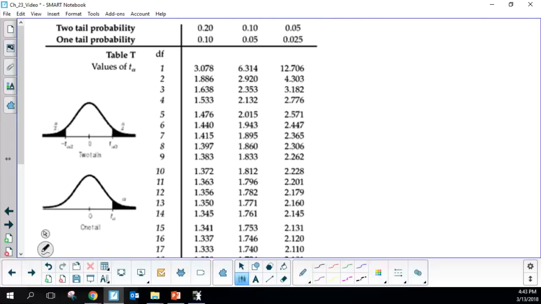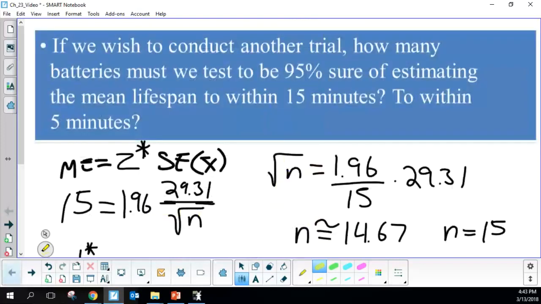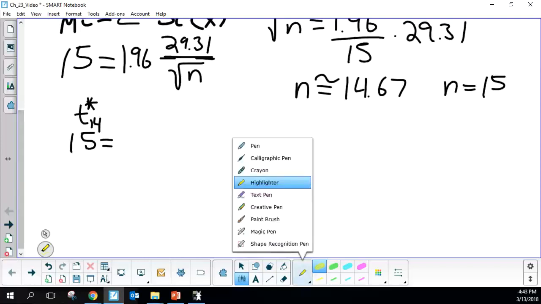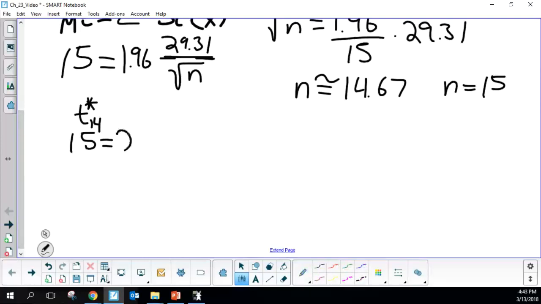If I have 14 degrees of freedom, let's get our highlighter out. I want 14 degrees of freedom. I'm in the two tails have 5%, so I'm in this column. And I'm assuming for the intersection is 2.145. So my t critical value is going to be 2.145. And this time I'm still solving for n, but now I have a better t value to use for this.